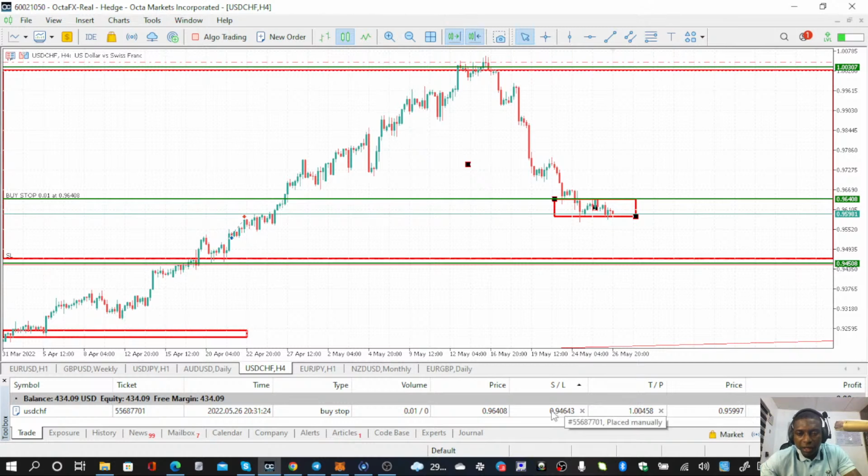So we can see here on our dashboard that our stop loss is 0.94643. Our take profit is 1.00458, right? And that's when our buy order is triggered. So if the price goes out of this box, then our buy order will be triggered if it's going to the upside. But our buy order will not be triggered if it's going to the downside. So we make no profit, we will make no loss. Our order will just be there.